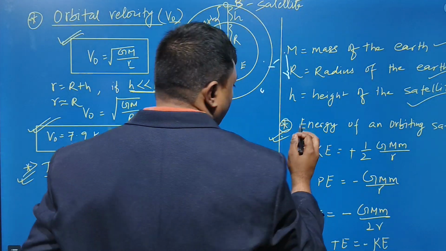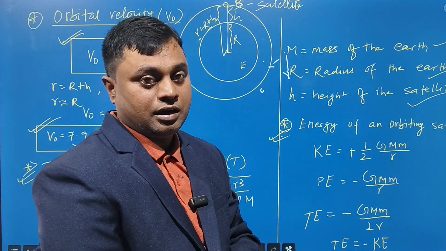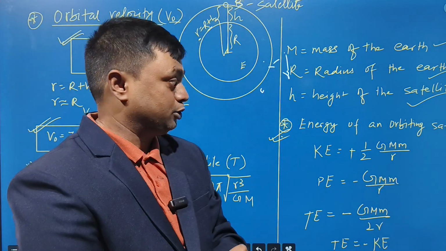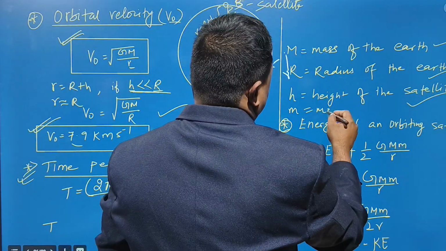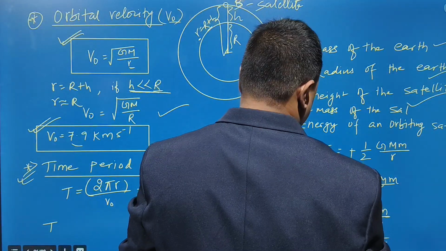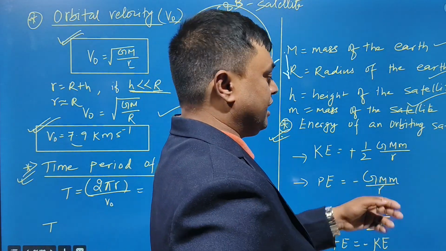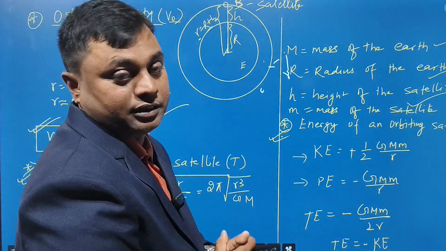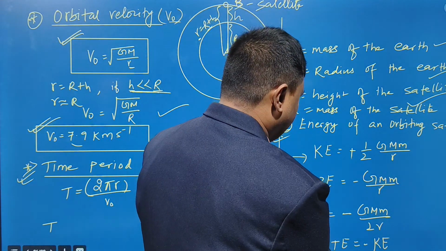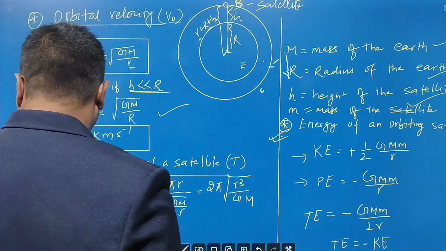You should remember the energy of the satellite. Kinetic energy is half of GMm by r, where capital G is the gravitational constant, M is the mass of the Earth, and small m is the mass of the satellite. It will have potential energy, that is minus GMm by r, where r is the distance from the center of the Earth. And total energy is minus GMm by 2r. Actually total energy is the negative of kinetic energy, the sum of kinetic energy plus potential energy.